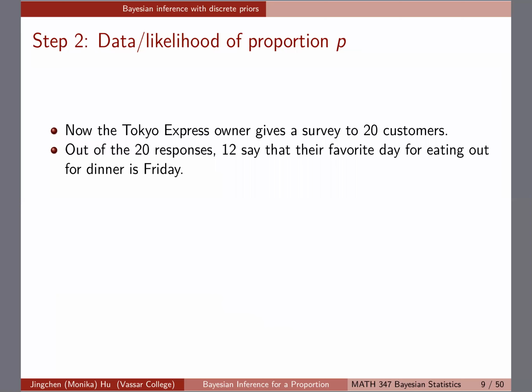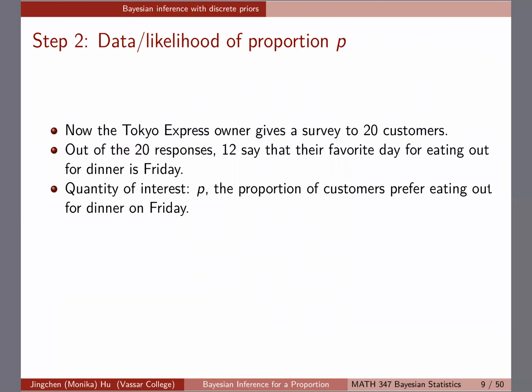And for the data part, the likelihood, let me explain a little bit what likelihood means and how we can express that. So with that prior, the Tokyo Express owner is going to give a survey, let's say to 20 customers. And let's say out of the 20 responses, 12 chose Friday. Okay. So remember, the quantity of interest is P. It's the proportion of customers who prefer eating out for dinner on Friday. And it's unknown, but we're trying to make inference about it.